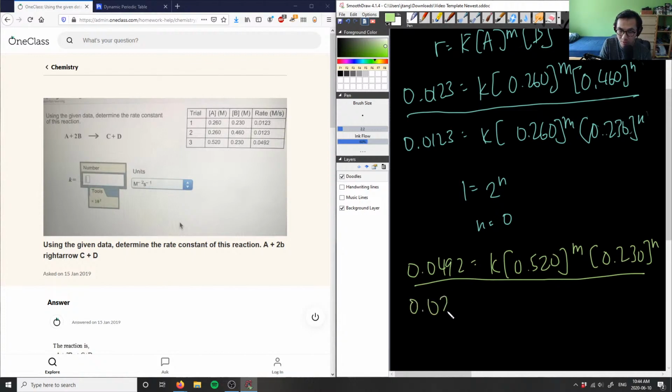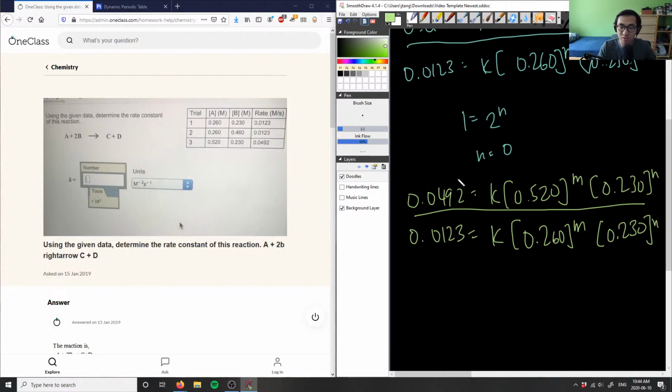So I'm going to write 0.0123 equals K times 0.260 to the power of M, and then this here is 0.230 to the power of N. For the sake of time, maybe I'll just divide it by 0.230 to get me a nice 1 value here. And so this here is equation 3 divided by equation 1. So we're simply taking these two rates and dividing them, right? So 0.0492 divided by 0.0123 gives us a value of 4.